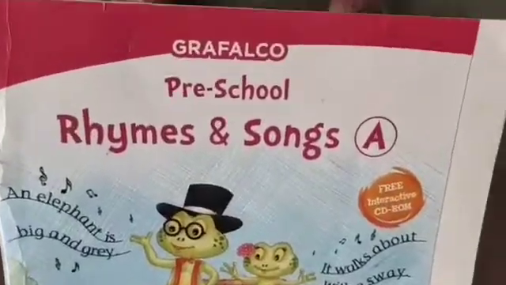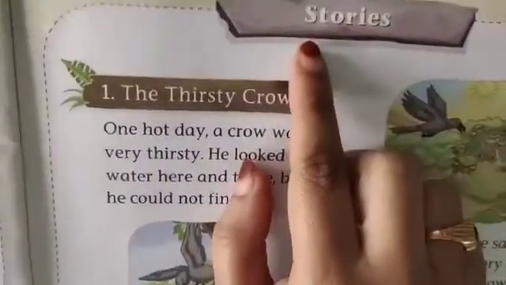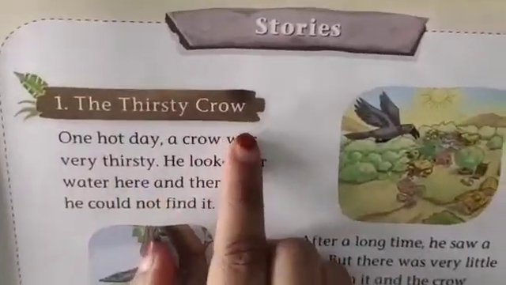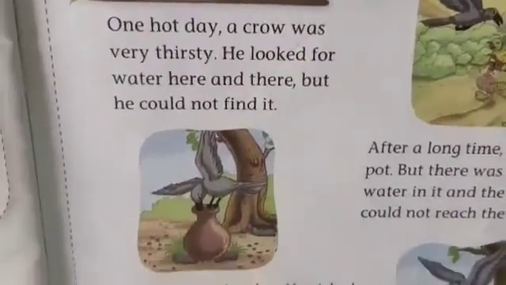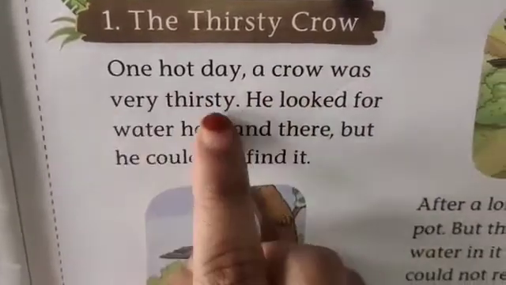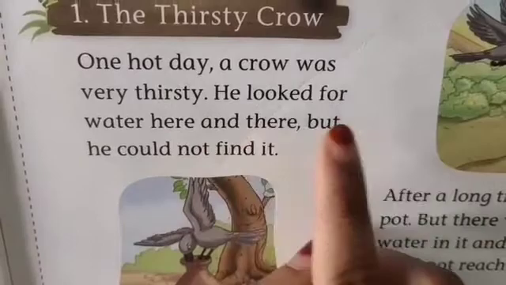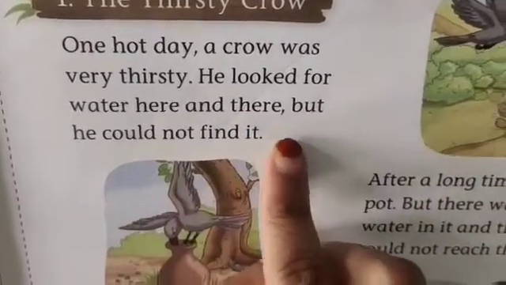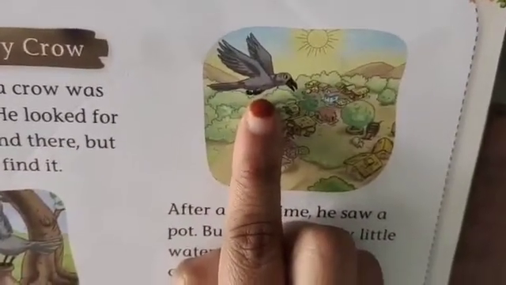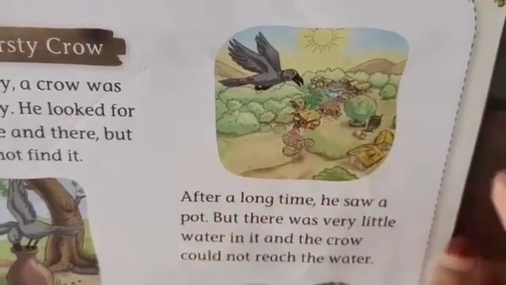Children, this is your rhymes and songs book. Open to page number 37. Today we are going to read a story. The Thirsty Crow. Let's start. One hot day, a crow was very thirsty. He looked for water here and there, but he could not find it. So he is the crow and he was thirsty. So he was searching for water.